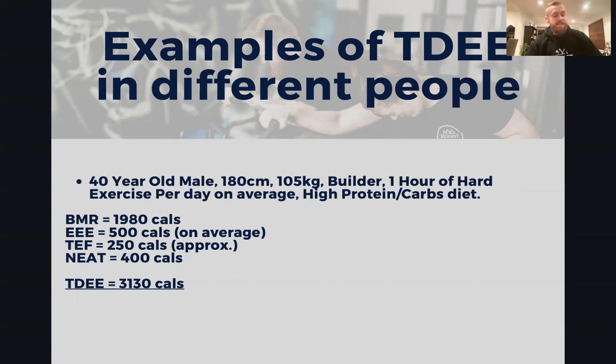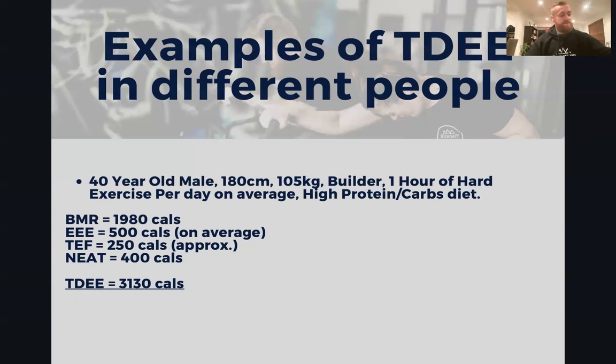On top of that, energy expenditure. So he trains hard, on average an hour of exercise every day, hard training, does some weights in the gym. We're going to say probably 500 calories a day on that one. He pushes as hard as he can every time. So 500 calories on average.